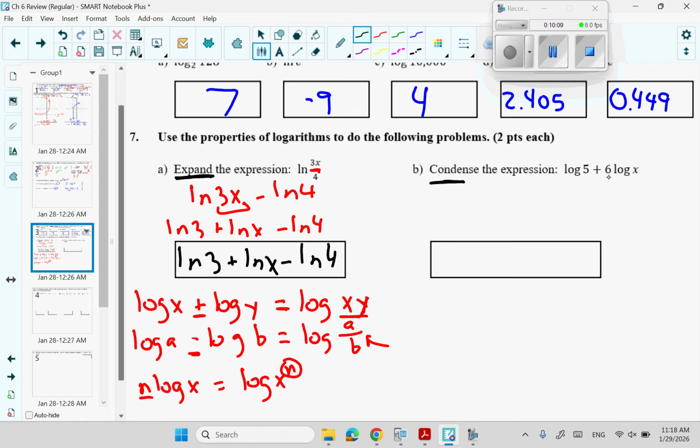So the first thing I'm looking at, I'm seeing this 6 out in front. Well, because it's out in front, I can write it as an exponent. So I get log of 5 plus log of x to the 6th. And now I am adding, which means I can multiply the insides together. So log of 5 times x to the 6th.